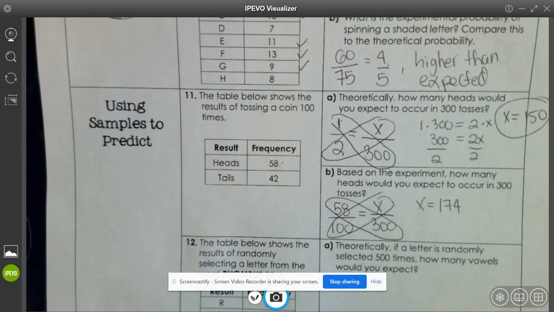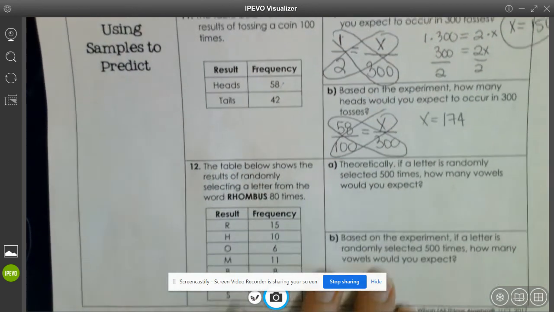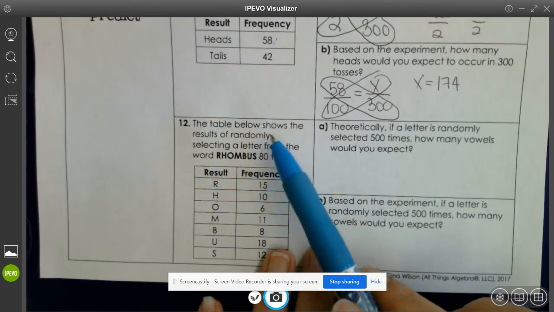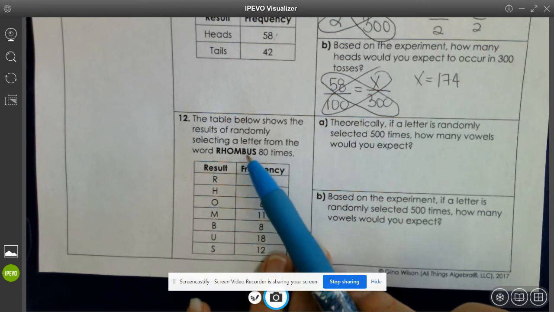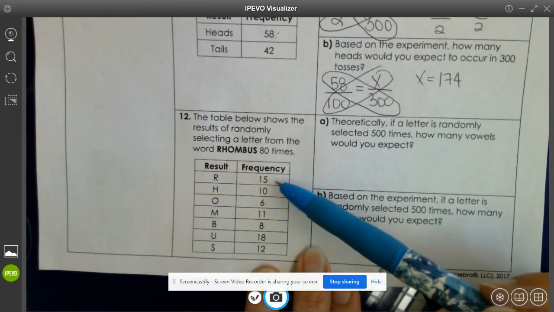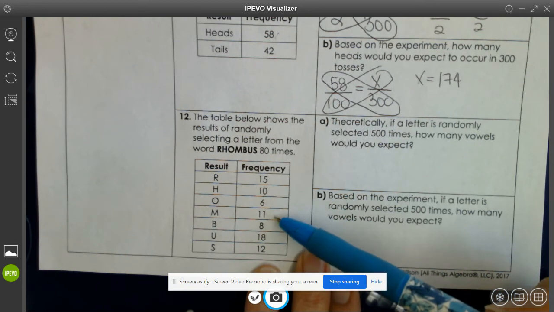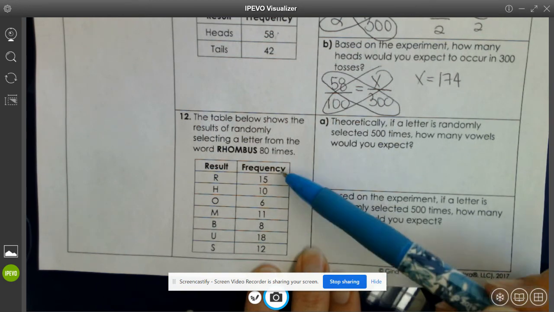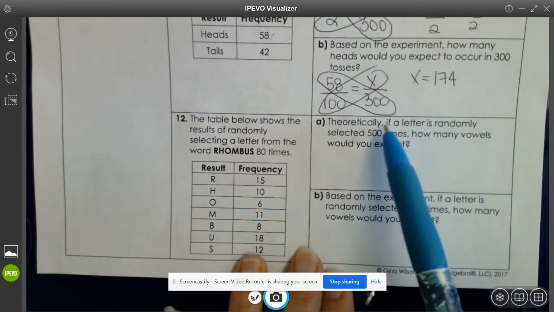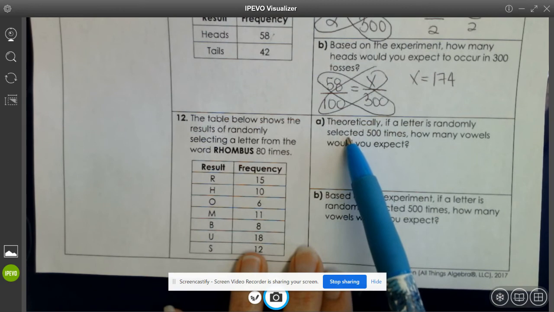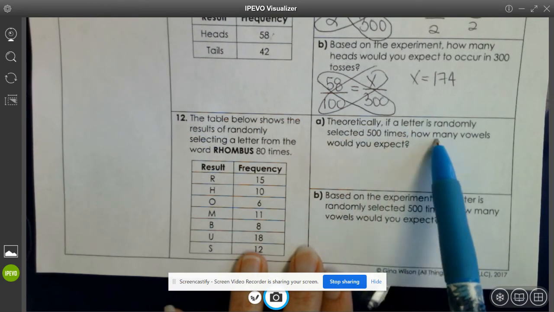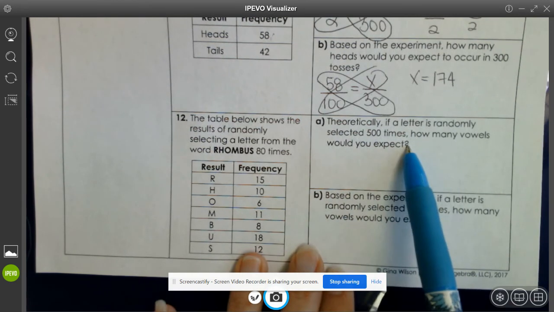Okay, let's do one more. This one here. Okay, so it says the table below shows the results of randomly selecting a letter from the word rhombus 80 times. So these are the letters, notice, and this is a frequency that you select randomly when you select randomly 80 times. So theoretical, if a letter is randomly selected 500 times, how many vowels would you expect?